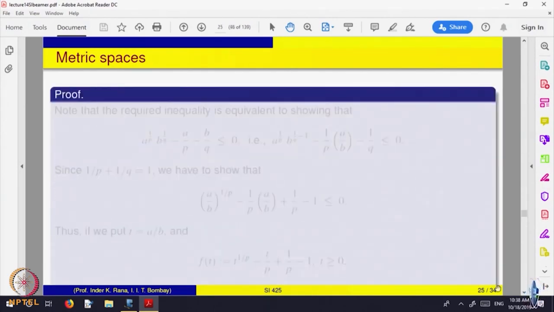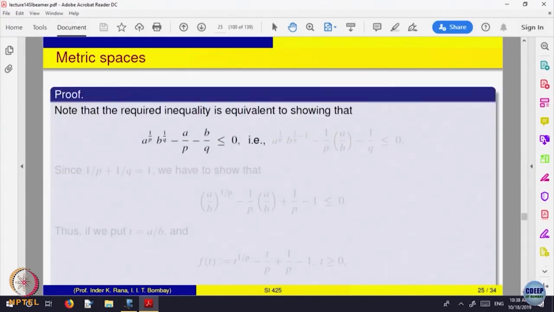How do you do it? So, here is the idea of the proof. This is what you want to prove. I have everything on one side. You want to show it is less than or equal to 0, right? And now, instead of a b, write everything in terms of a by b. a and b are two given positive numbers, right? If I write everything in terms of a by b, then only one variable comes, a and b together do not come, right? So, that is the idea.